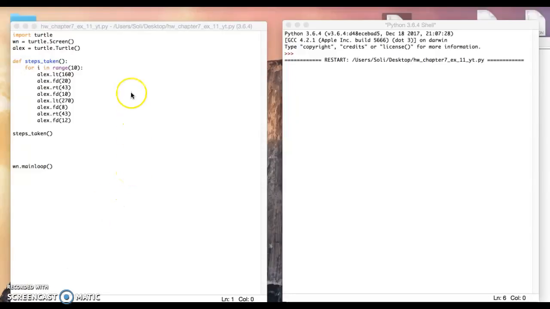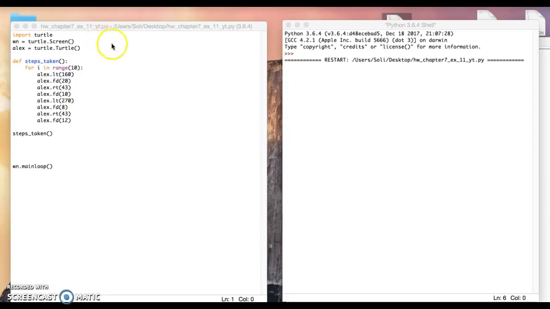This is homework, chapter 7, YouTube homework. So the question was to draw the drunk person and track their steps. And the student collected data on how the drunk person moved.